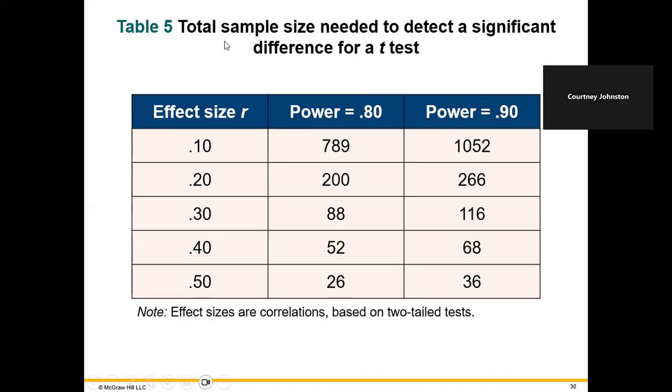So this is the total sample size needed to detect a significant difference for a t-test. You have the effect size, 0.1, power of 0.8, and power of 0.9. For an effect size of 0.1, which is very, very low, with power of 0.8 you need about 790 participants, and with power of 0.9, over 1,000. So for mine, in general, I'm looking for a moderate effect size.